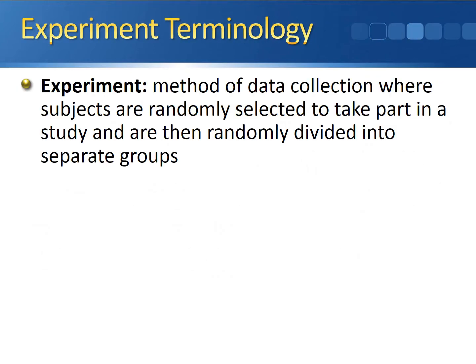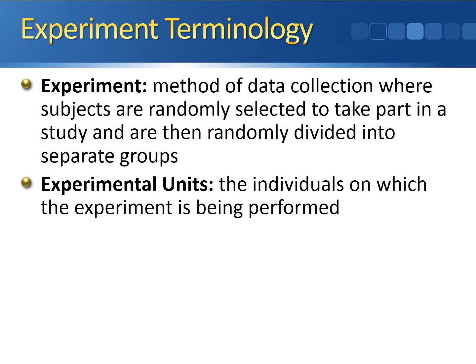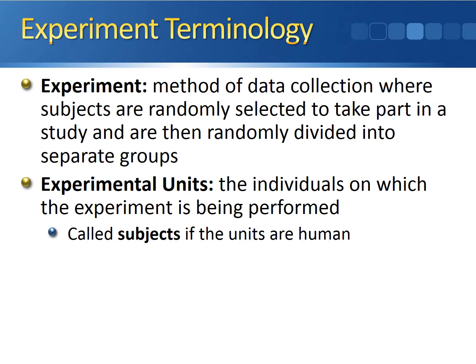If you recall from last class, an experiment is a method of data collection where subjects are randomly selected to take part in a study, and they're then randomly divided into separate groups. Experimental units are the individuals on which the experiment is being performed. If the individuals in the experiment are people, then the experimental units are called subjects. Now, keep in mind that an experiment differs from direct observation because the researcher has a direct role in telling the subjects, or telling the experimental units, what they're going to be doing throughout the course of the experiment.